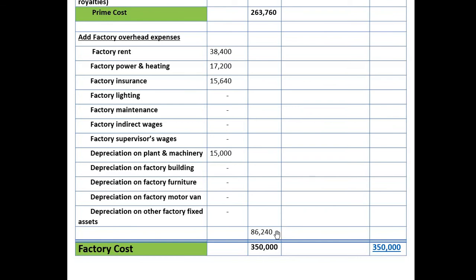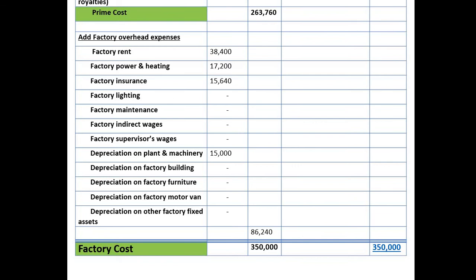We were never given depreciation of factory building, depreciation on factory furniture, depreciation on factory motor van, and depreciation on other factory fixed assets. So you only use what you have been given. In this case, when we add all our factory overhead expenses, it amounts to 86,240. But the big question is, how do you get the factory cost?